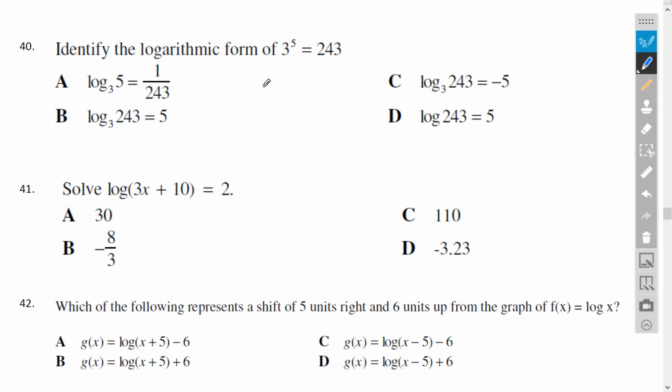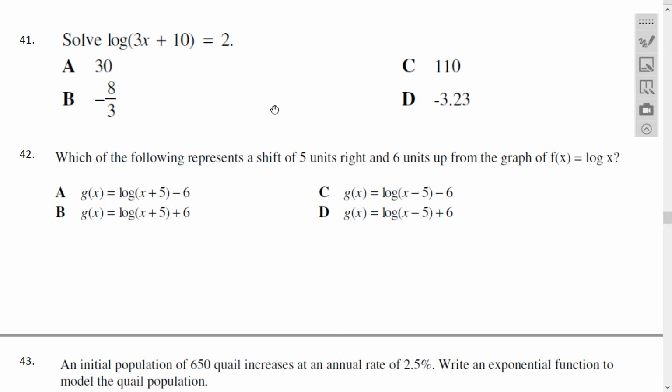So remember what a log says? It says the base to what power? So that would be log base 3 of 243 is equal to 5. And that says 3 to what power is 243? Well, 3 to the 5th power is equal to 243. So that would be letter B.